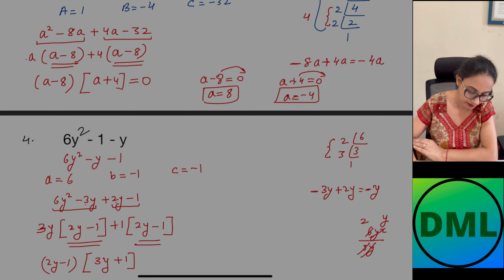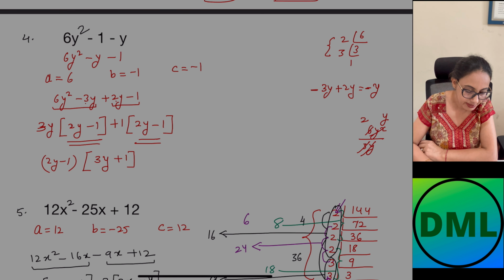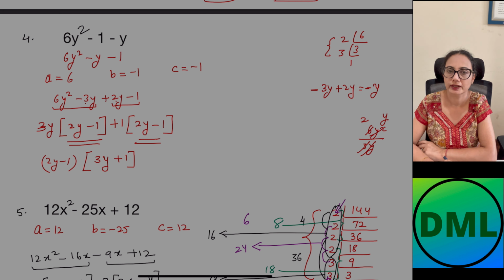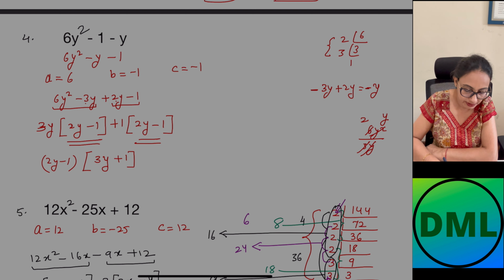Let's see another example which we have solved earlier. 6y square minus 1 minus y. This is not written in the proper order. 6y square minus y minus 1 is the proper order. You need to factorize this one. If you have to find out the zeros of the polynomial, put this equal to 0.